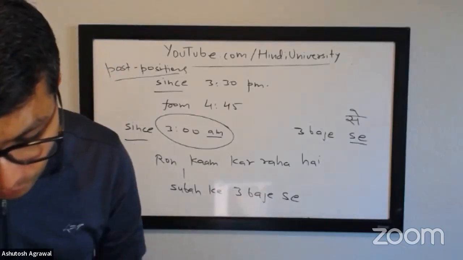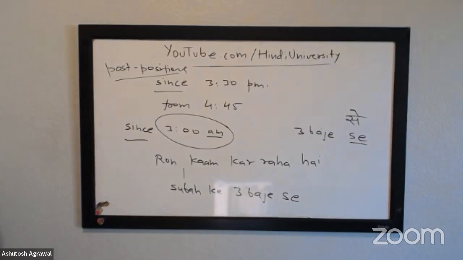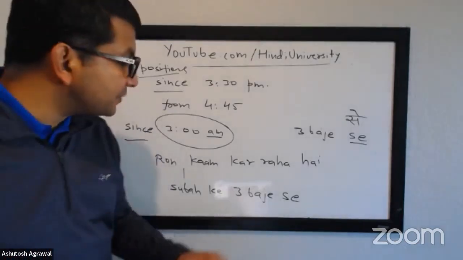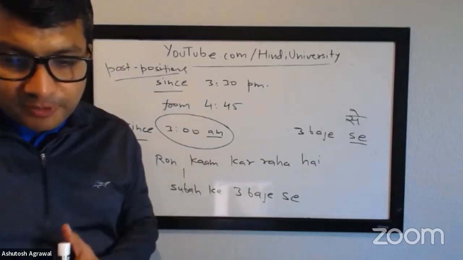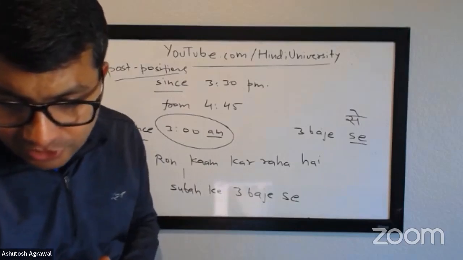Okay, now you want to say something similar. Let's say you change the sentence: instead of Ron, you can change it to a different subject. Instead of kaam, you can use kaam karna, or some other verb. Okay, let's see, you can make changes.